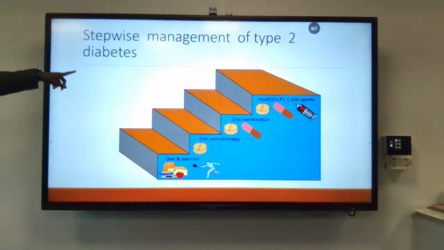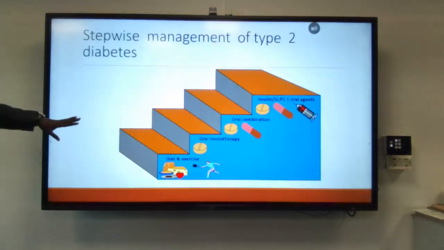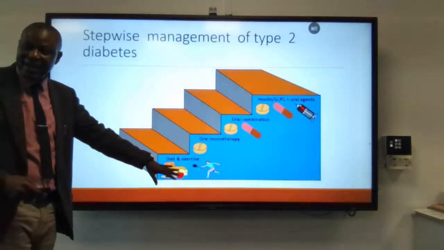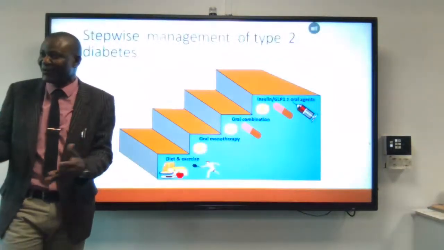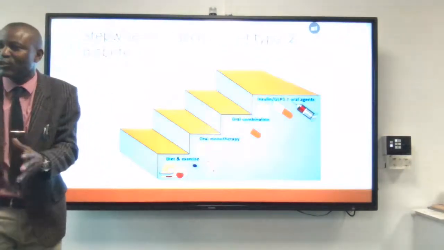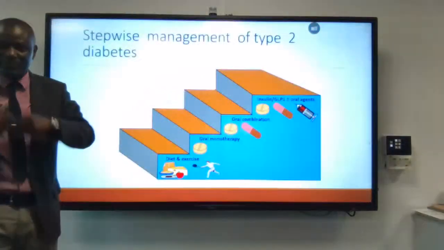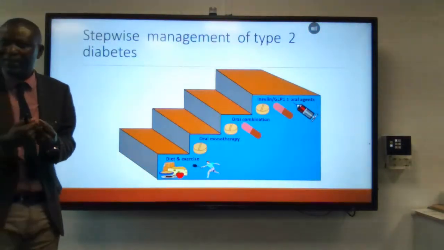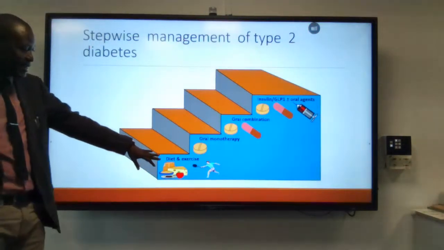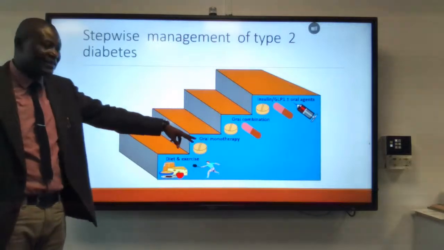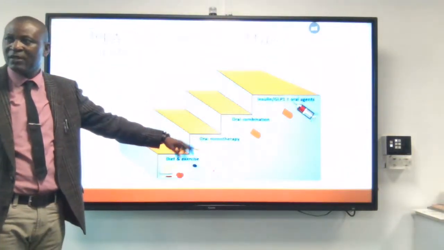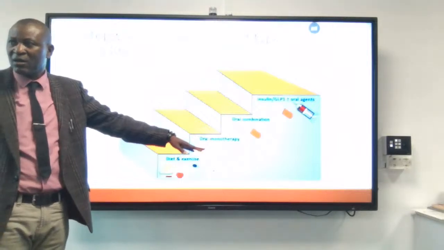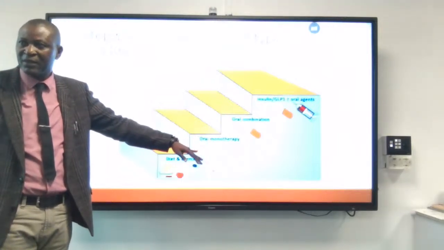Stepwise management of type 2 diabetes. The way we manage it is diet and exercise. The recommendation is 150 minutes per week if you can do it, but not all in one go, so 30 minutes of strenuous activity at a time. And then diet, with your same diet. Then we go to one tablet. Commonly, they start with a sulfonylurea or a biguanide, metformin.